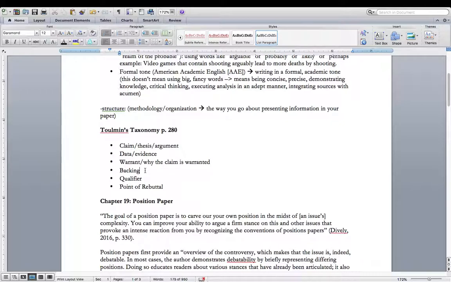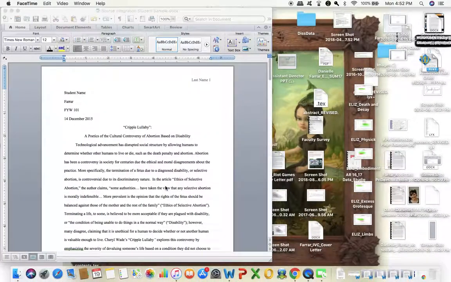And then there's the backing, which is more support, and the qualifier. The point of rebuttal is sometimes what's called the opposition. So this is the opposite of what you're arguing that you need to address.